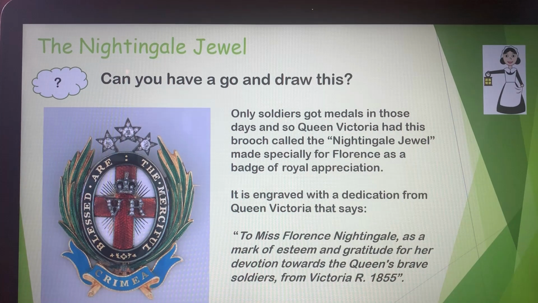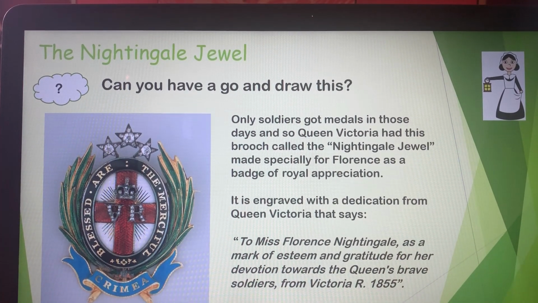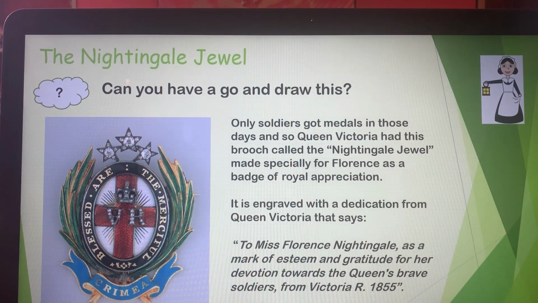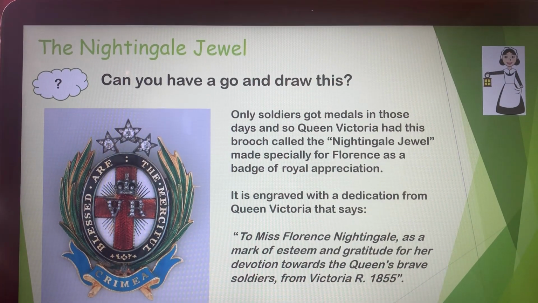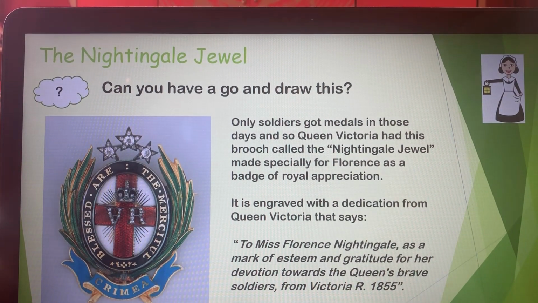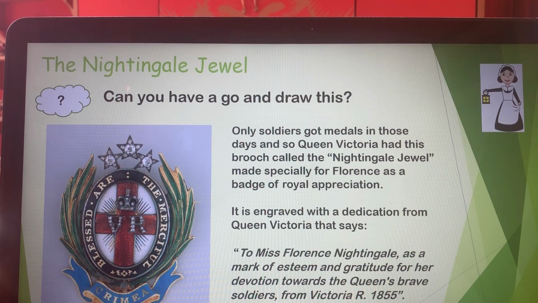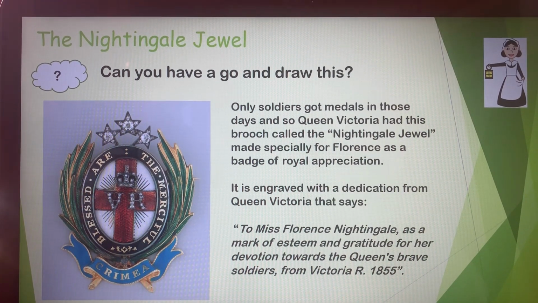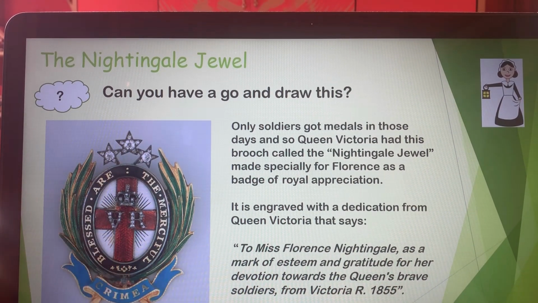This bit here, where it says Victoria R, you can see those letters VR are in the middle of the badge, and those stand for Victoria Regina, which means in Latin Queen Victoria. It's also got some words on it, okay? Crimea. I think after the last few days you're going to know why it says Crimea on it. And it says, blessed are the merciful.